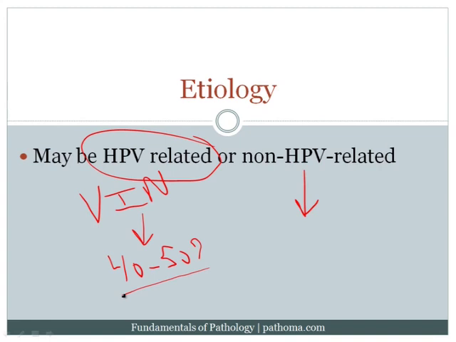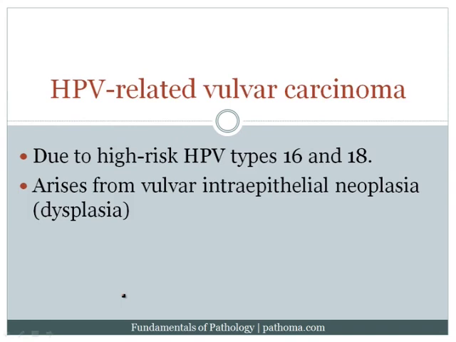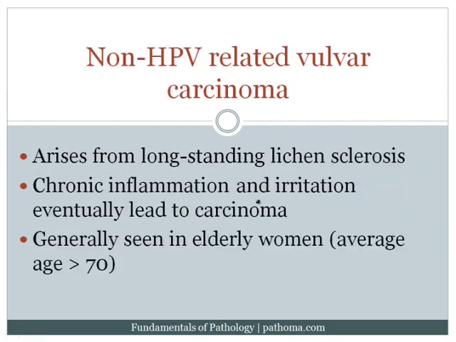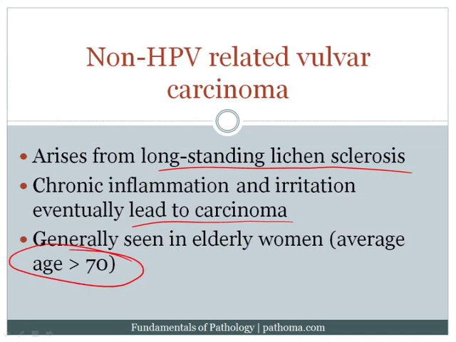So let's walk through this in your text. What do I say here? I say that the HPV-related vulvar carcinoma is due to high-risk types, for example, 16 and 18, and it arises from vulvar intraepithelial neoplasia, which is really a dysplasia, also called VIN. Just like you would call it CIN in the cervix, here we call it VIN. Now there's also a non-HPV-related vulvar carcinoma. This arises from long-standing lichen sclerosus, and basically the patients have chronic inflammation and irritation from that lichen sclerosus, which eventually leads to the carcinoma. And again, this is usually going to be seen in elderly women greater than the age of 70. So that's our discussion of vulvar carcinoma.